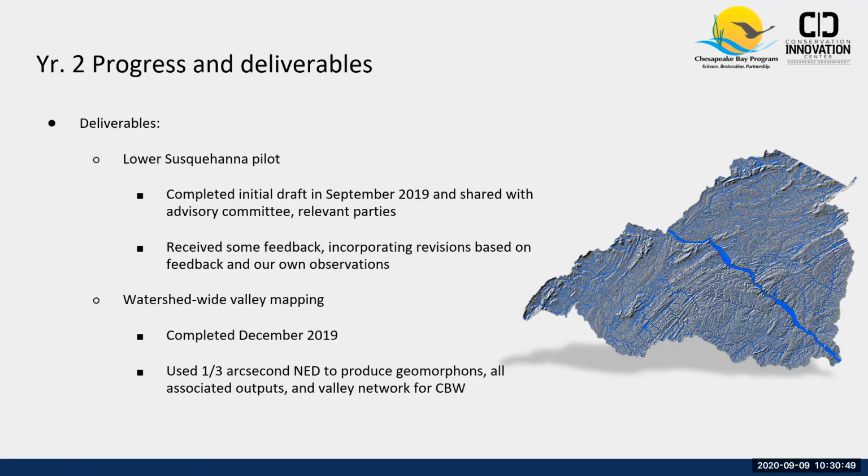We've done watershed-wide valley mapping. So this is that coarse, broad scale classification that I showed before. We have this for the entire Chesapeake Bay watershed using 1/3 arcsecond NED. We have the geomorphon layers and then the actual extracted valley network. Next.